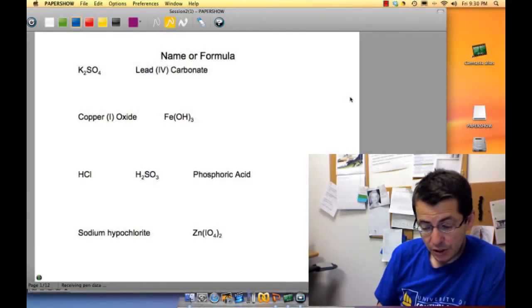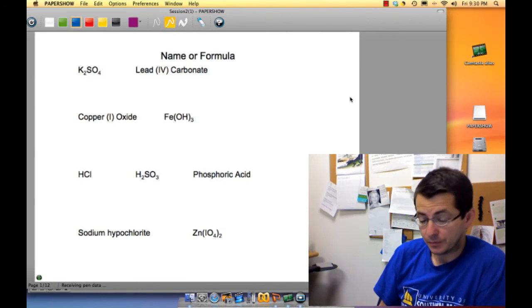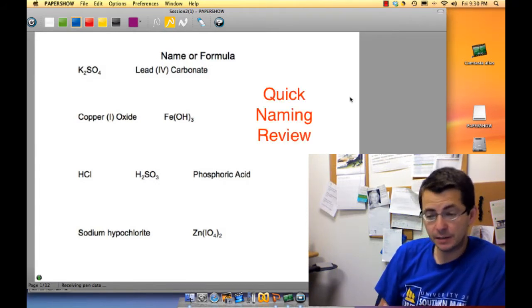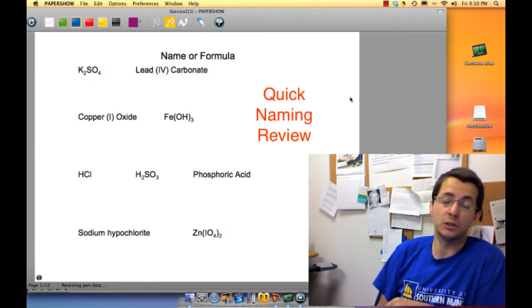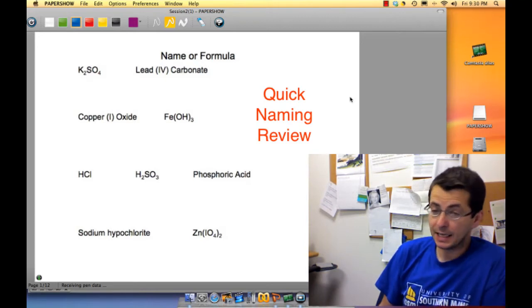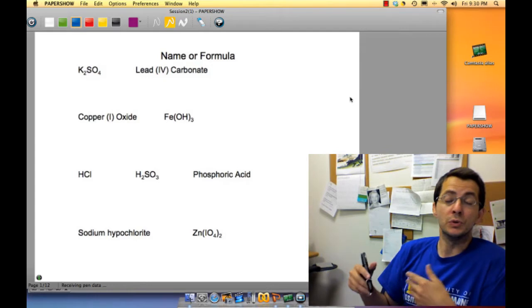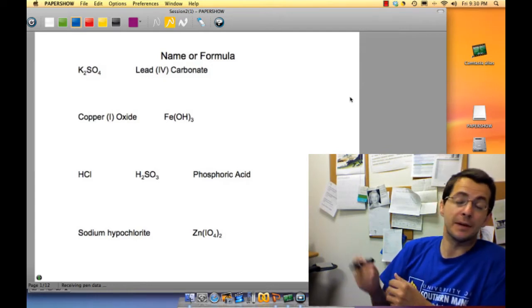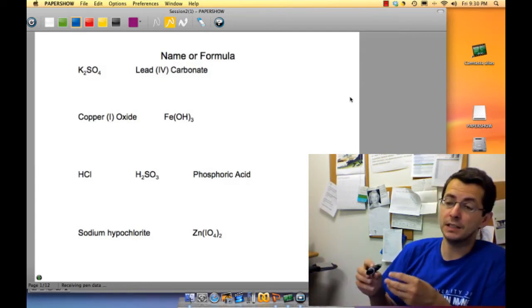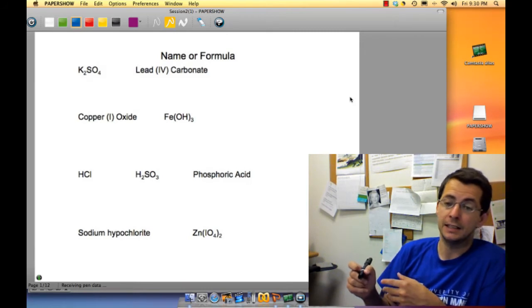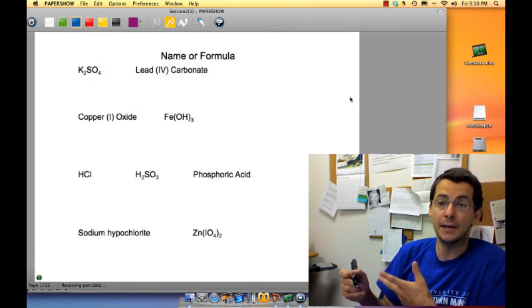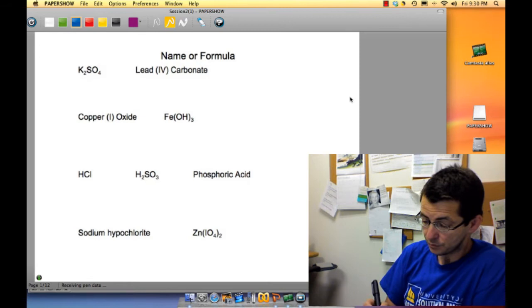Last week's lecture dealt with naming, so let's see how you do. Naming of simple ionic compounds deals with naming the cation and then naming the anion. Traditionally, metals will usually form cations, non-metals will usually form anions. Additionally, the name of the anion is dependent on the type of anion that's present.